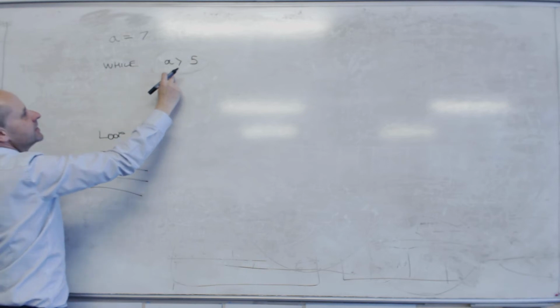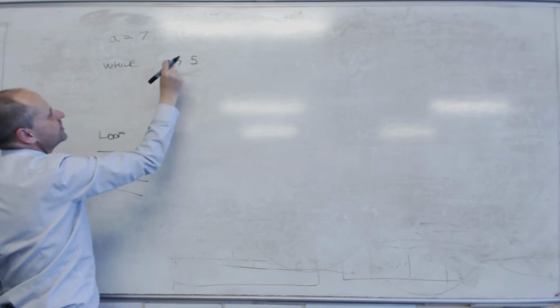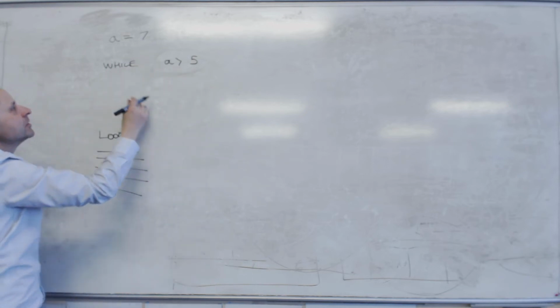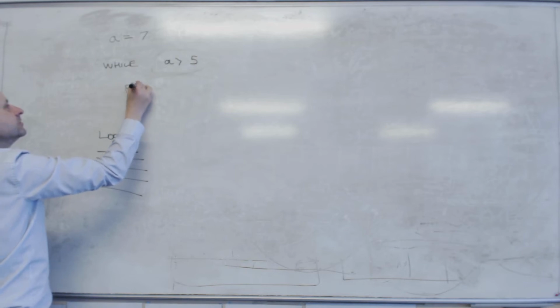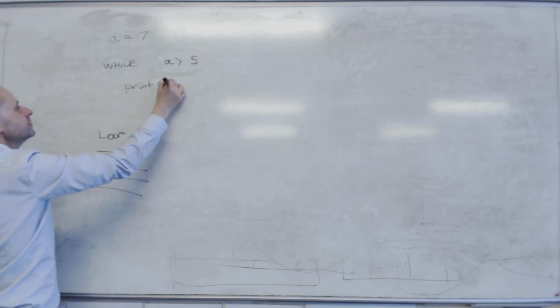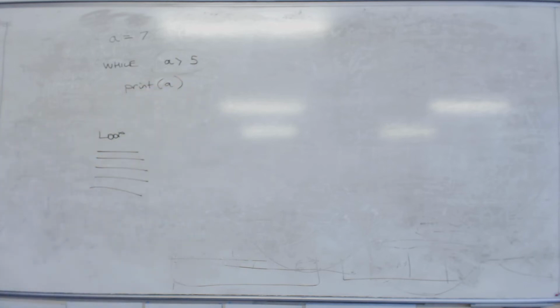When we hit this line, this is evaluated. So we say 7 is greater than 5. Yes, that's true. So we go in and we do whatever actions we need to do inside the loop. In this case, I'm just printing out a.